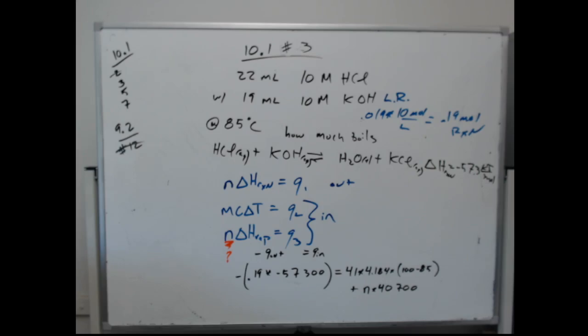No, we don't have to use the product side to get the milliliters of water, right? We get the milliliters of water from the total volume of the solutions added together. And milliliters go directly to grams, because it's water. So we just add it all together. It's just 22 plus 19. That's how I got the 41.